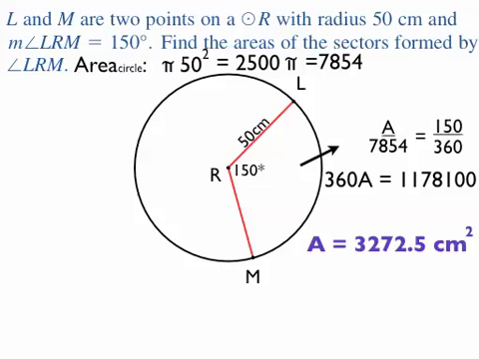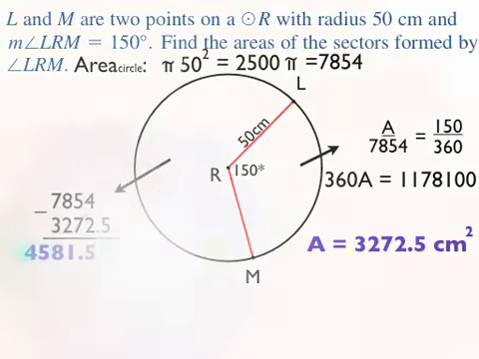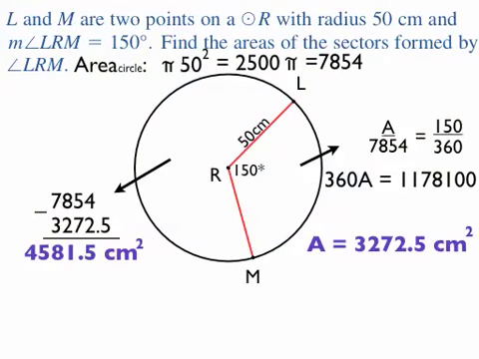Or I know the area of the entire circle, and I know the area of this sector, 3,272.5. What I can do is take the whole area and subtract the smaller sector, and then I would be left with the area of the remaining sector. So that's a little bit faster and easier. That's what I'm going to go ahead and do. And I would find that that second sector would be 4,581.5 centimeters squared.